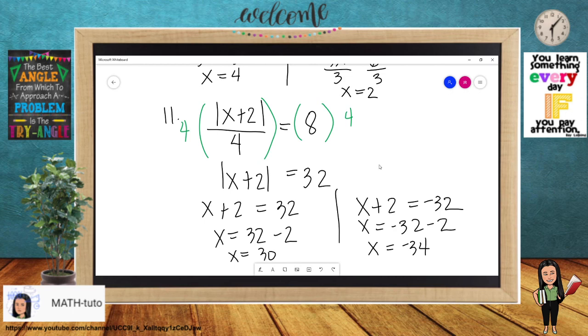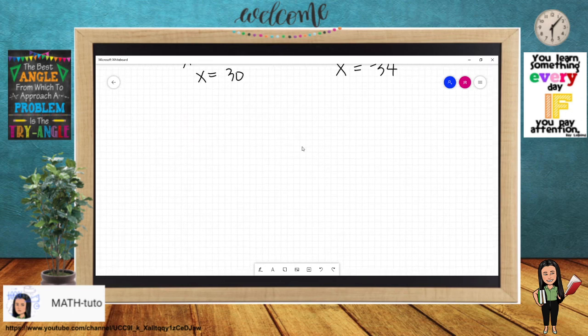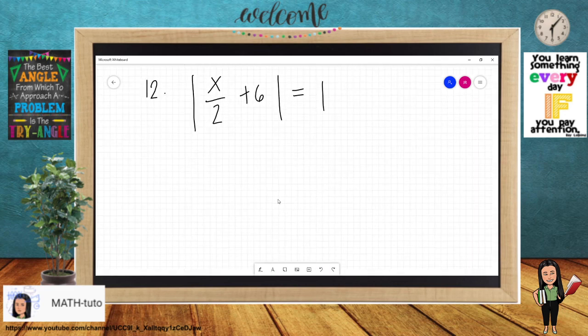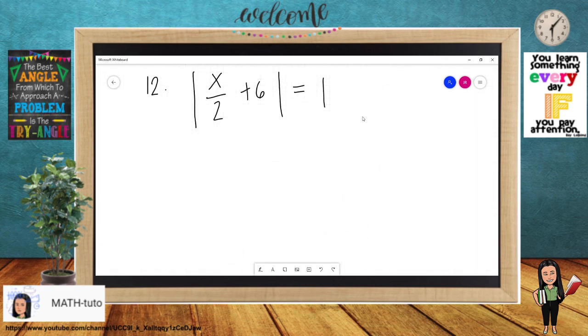Sige, I have one last example. Number 12. X over 2 plus 6 equal to 1. Actually, while we are discussing example, pwede naman kayo na mag-solve. Yan, binigay na yung given. Solve nyo, post nyo muna. And then, after nyo ma-solve, play nyo ulit para ma-check nyo kung tama yung answer nyo or hindi, di ba?